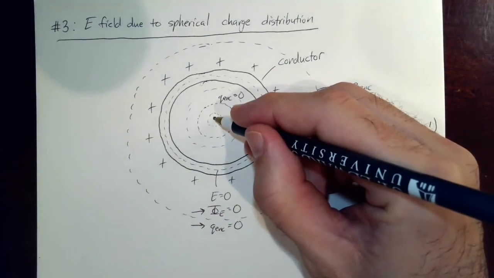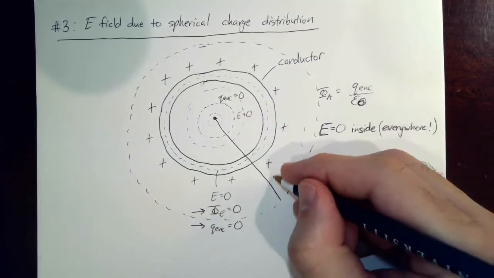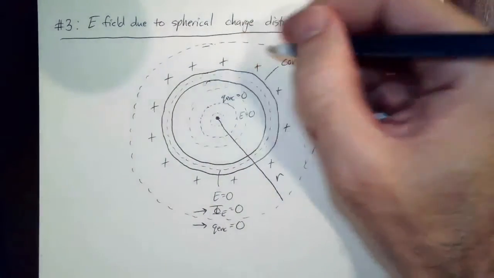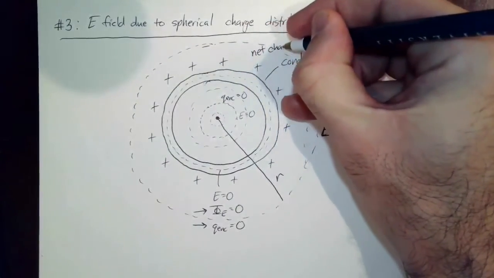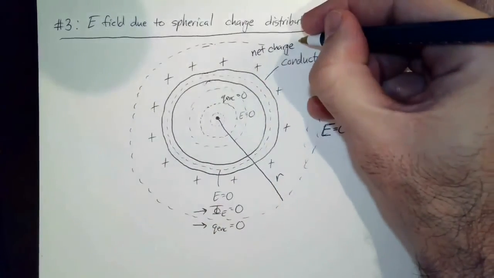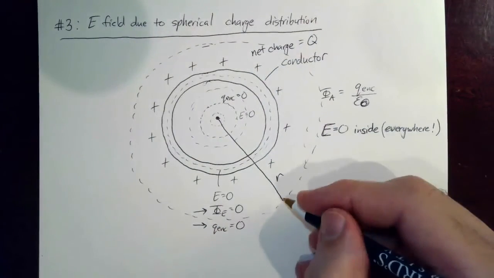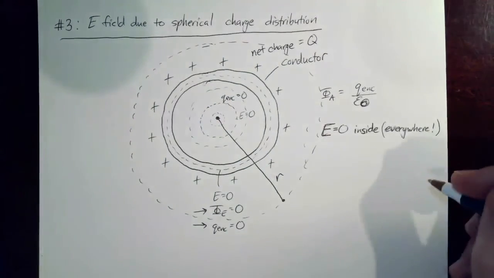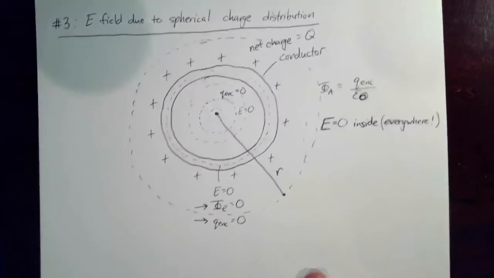And let's say that this surface has a radius r. And let's say that the net charge on the spherical shell is Q. And so now let's use Gauss's law on this sphere to find what the electric field strength is anywhere on this sphere.